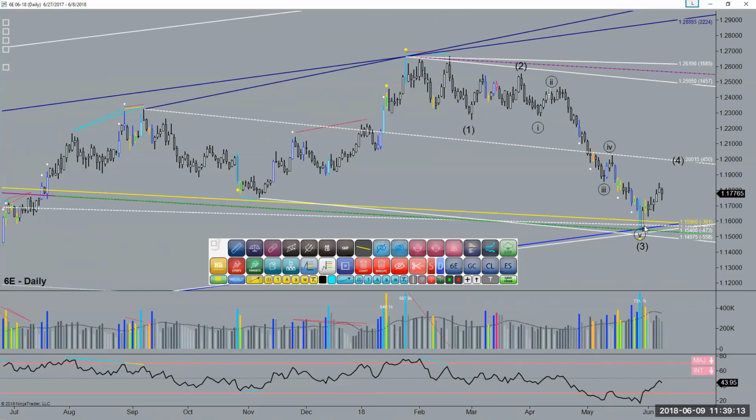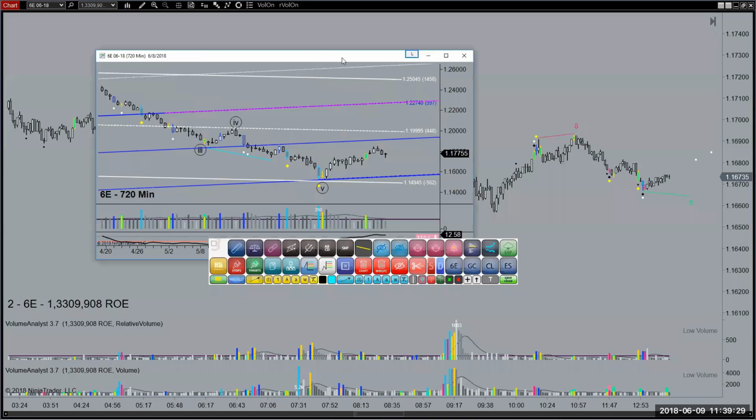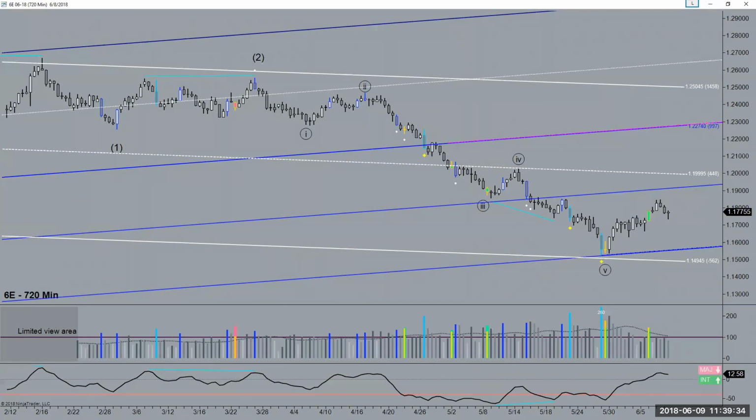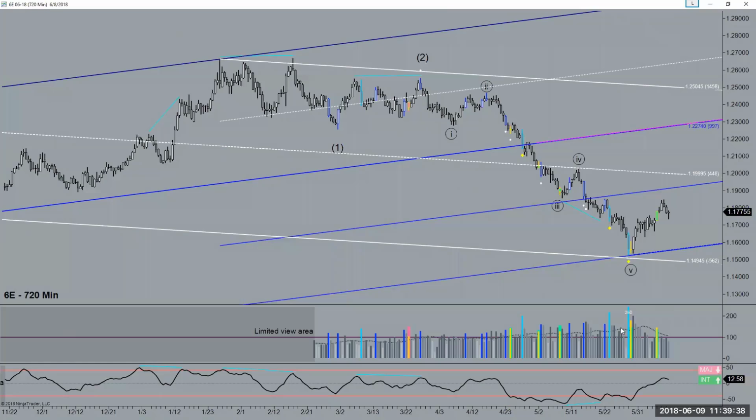Okay, so we had already started turning up. We had put in what looked like 3 or 5 waves up, and then we started turning back down on June 1st. This is the 720-minute chart, so this is 2 bars per day. This is the volume analyst here on Ninja 7 on a 720-minute with the relative volume. So you have that big selling climax there, followed by a churn bar. That's a 2-bar pattern that we look for all the time.